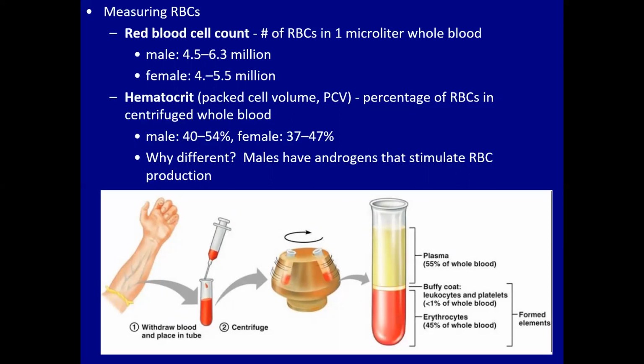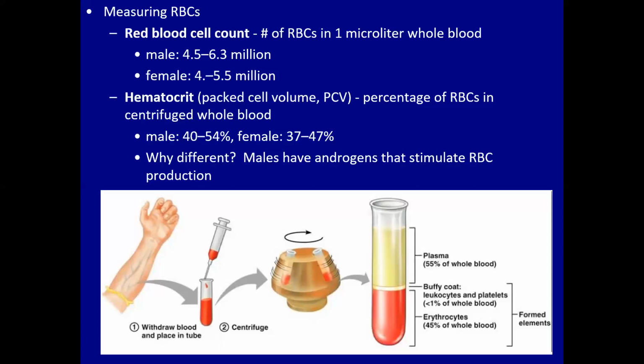And notice that males are 40 to 54%, females are 37 to 47%. But again, if you're just eyeballing the tube, a good rule of thumb is about 50%, right? I mean, if you can eyeball 40%, that's good. But it's a really good way to measure and get a good visual that allows for you to see if there is a problem with a person's red blood cells.